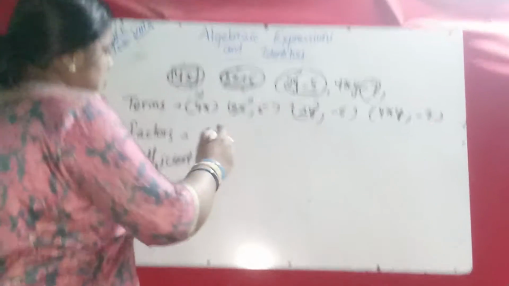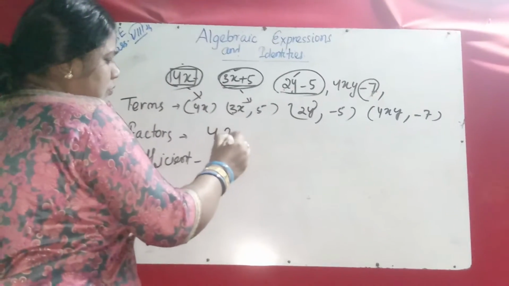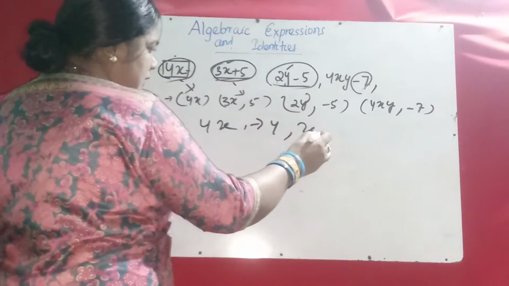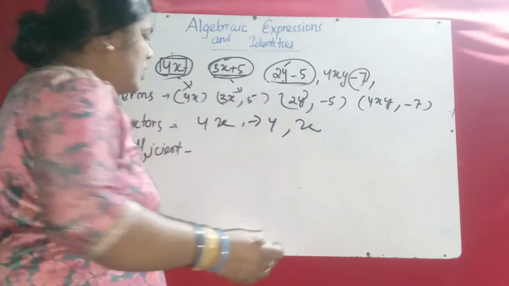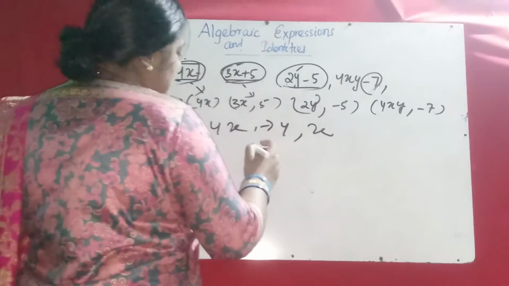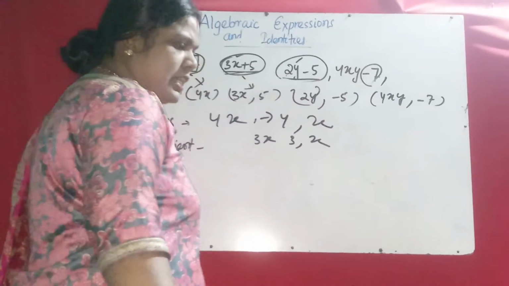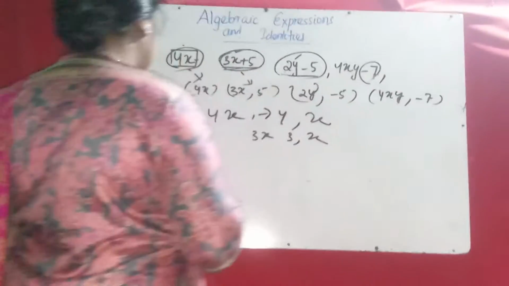Factors mean what? Suppose 4x. 4x has two factors. One is 4, another is x. The factors, you know. So 4 and x. 3x means the factors are 3 and x. Okay. So these are called factors.